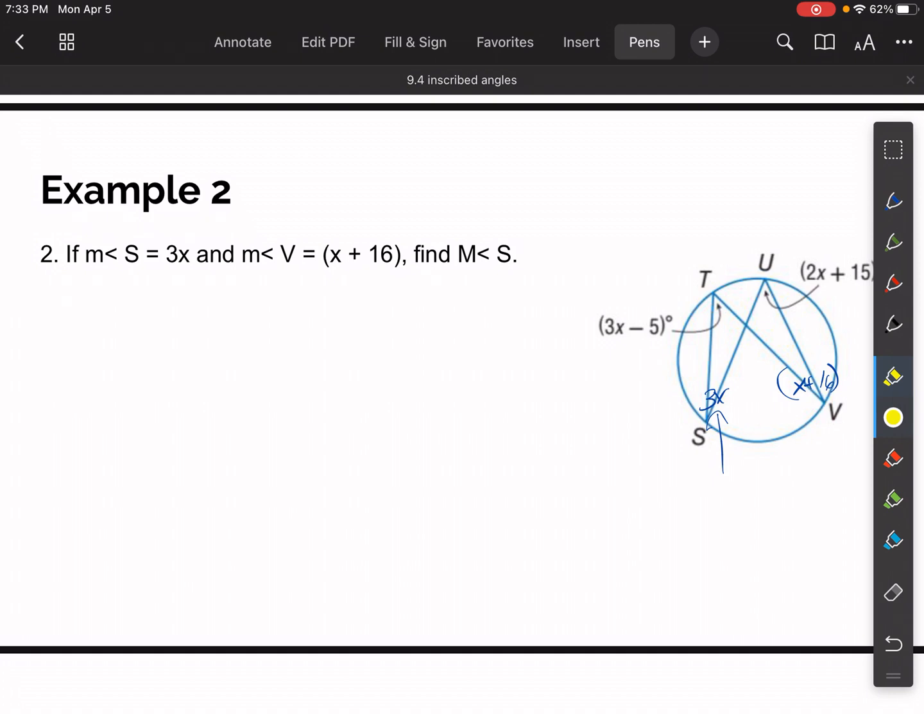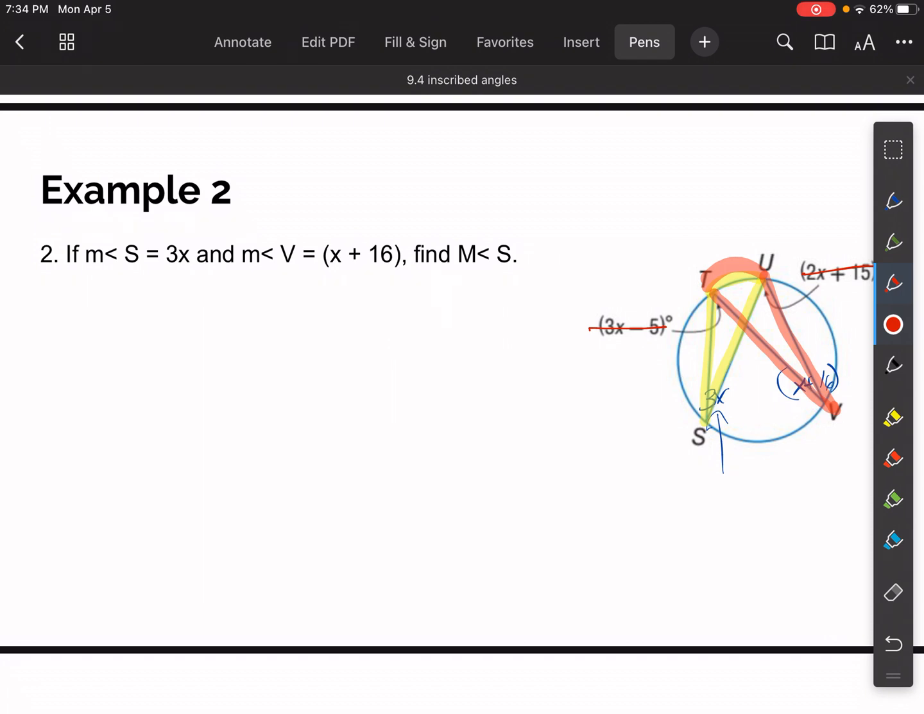So let's look at this. If we look at angle S, it's this angle, it intercepts TU. And then if we look at angle V, it's this angle, which also intercepts TU. So we know that those two things have to be congruent. We don't need this information for this particular problem.